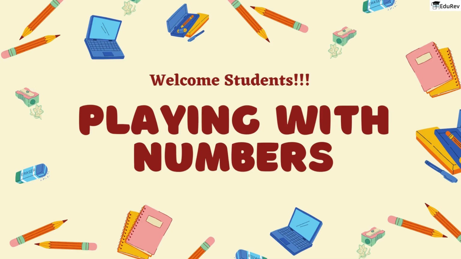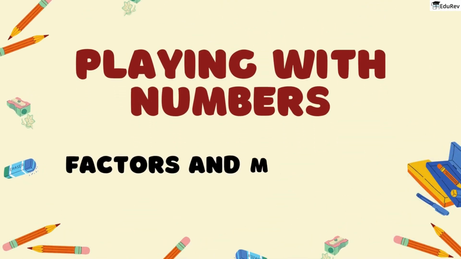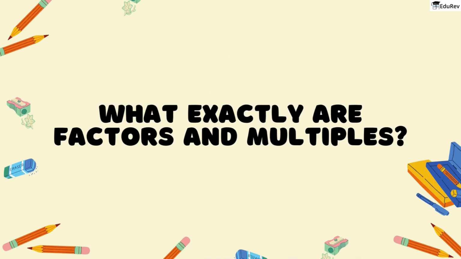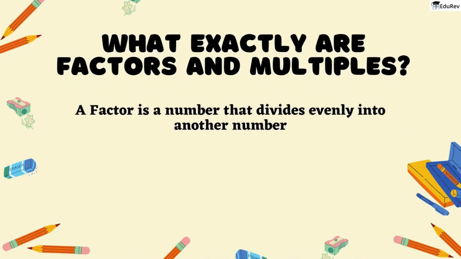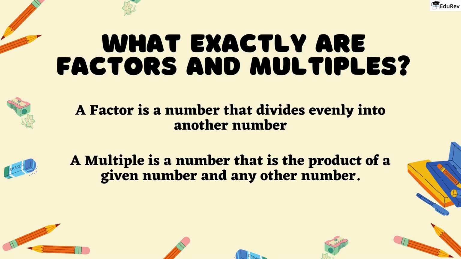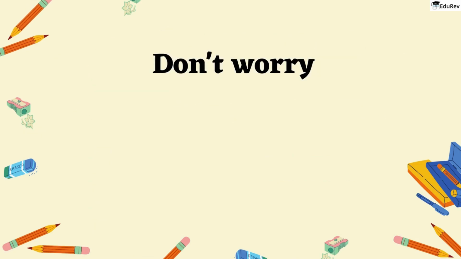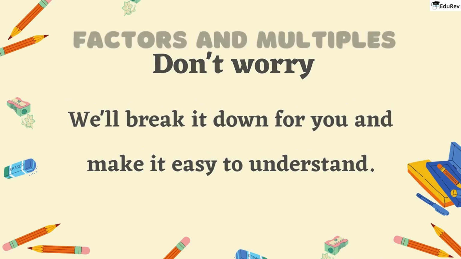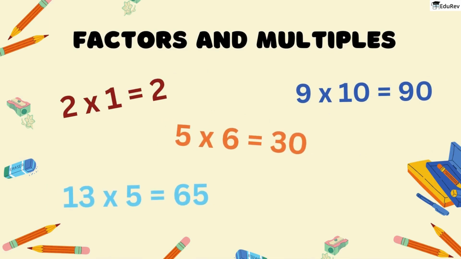In this video, we will cover the topic factors and multiples from the chapter Playing with Numbers. So what exactly are factors and multiples? Well, a factor is a number that divides evenly into another number, and a multiple is a number that is the product of a given number and any other number. Sounds confusing? Don't worry. We'll break it down for you and make it easy to understand. By the end of this video, you'll be a pro at finding factors and multiples.